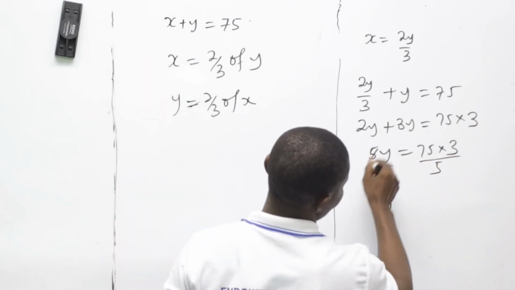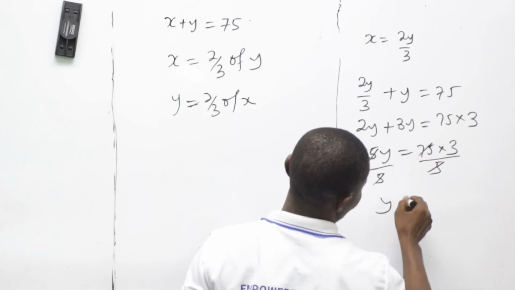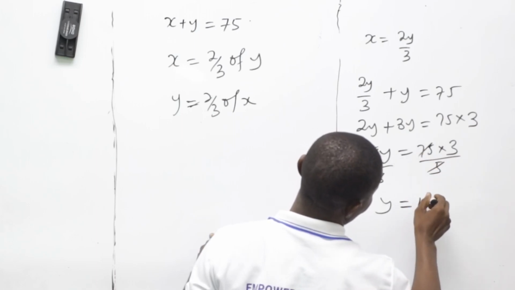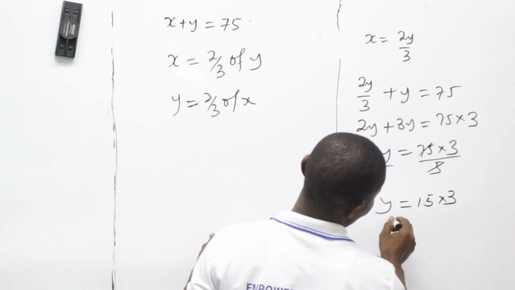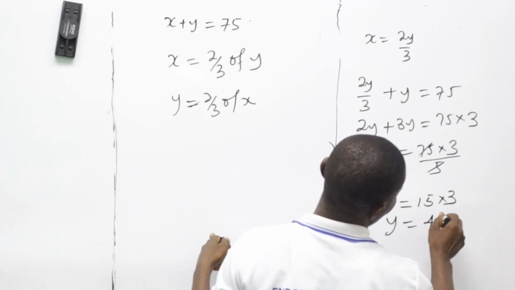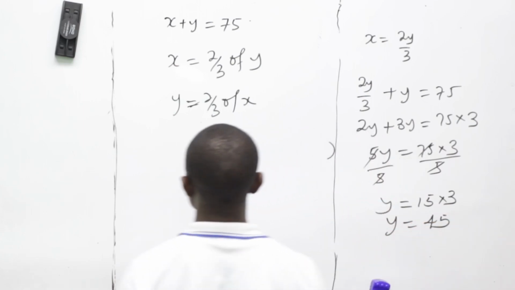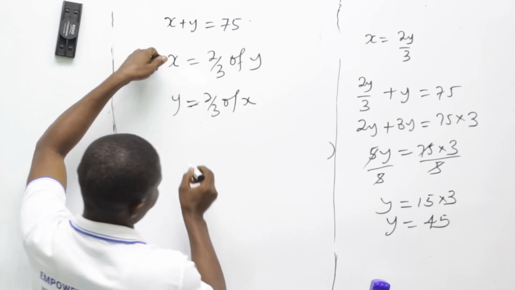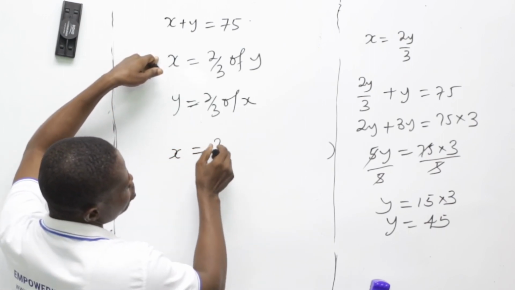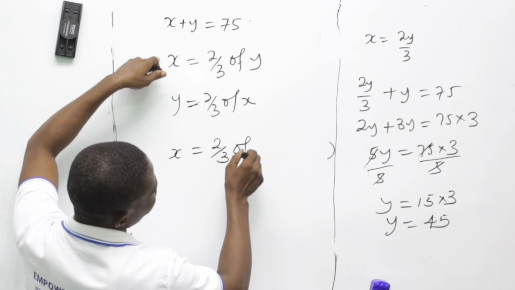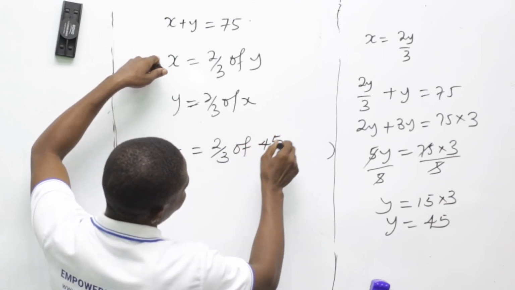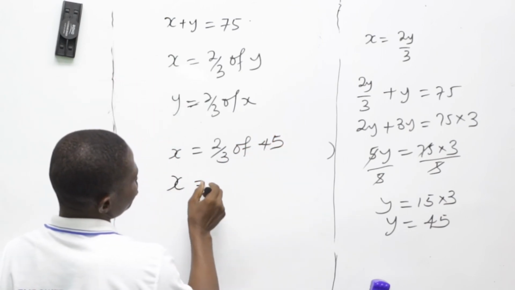Y will give us what now? This is 1.15 times 3. So y is what? 45. Then we solve for x. Recall that x equals 2/3 of y. What is y? 45.